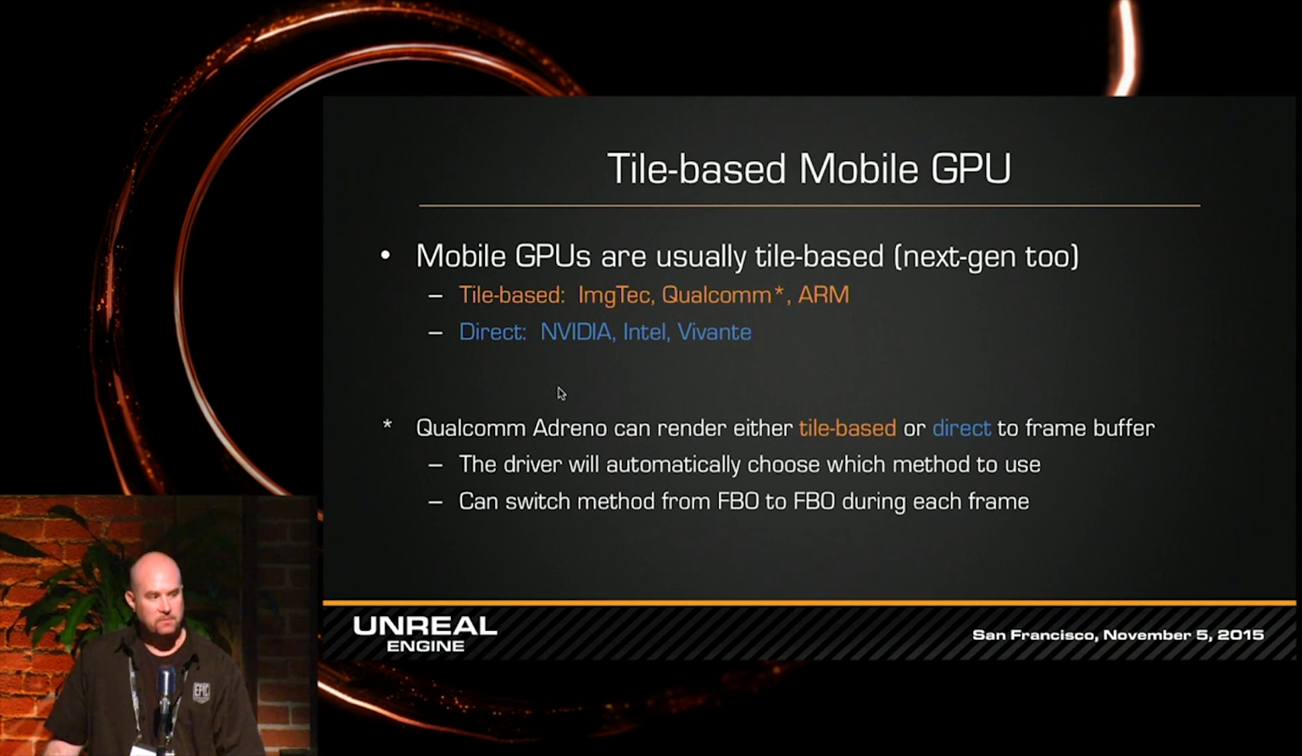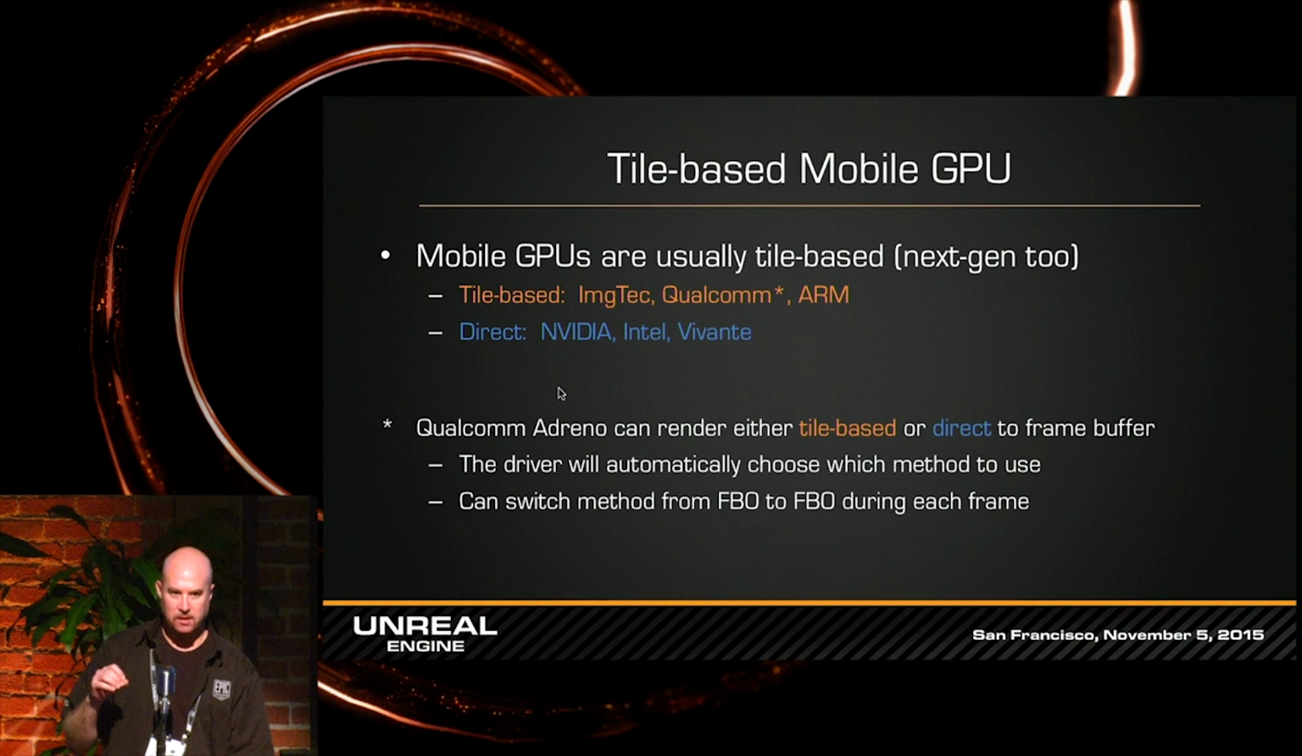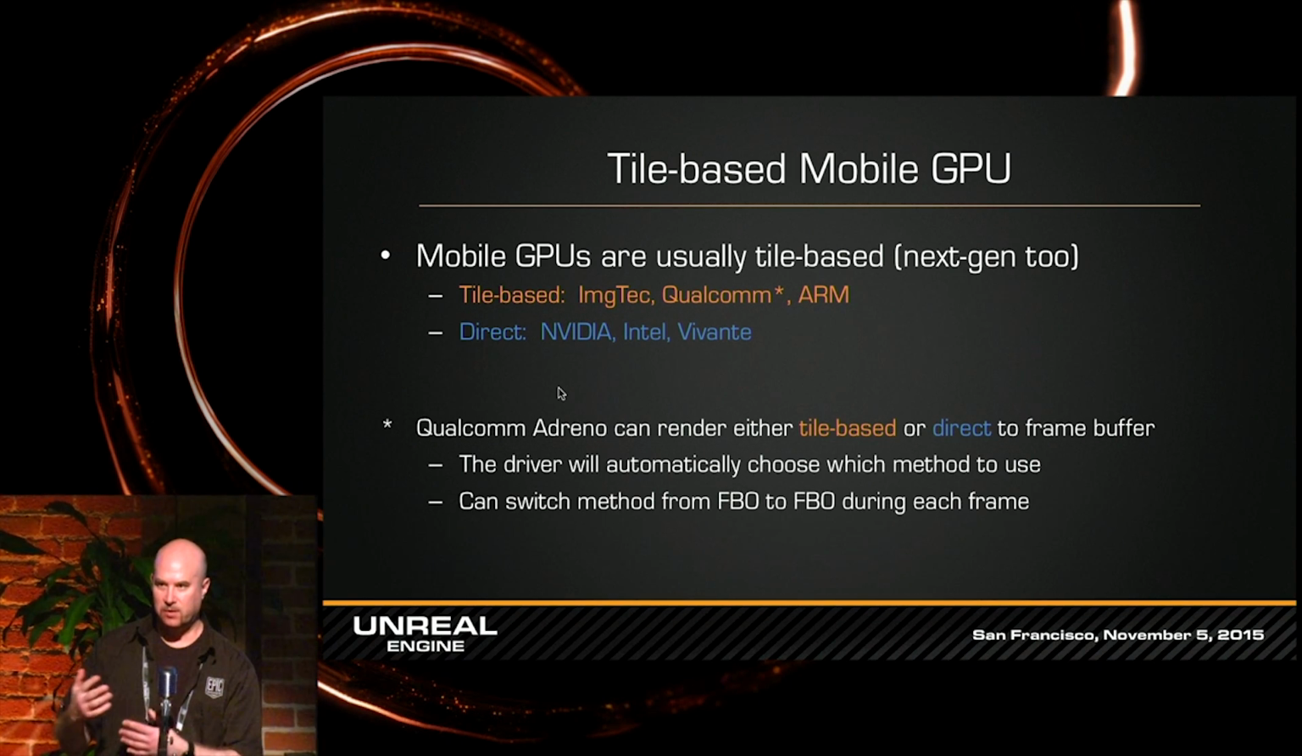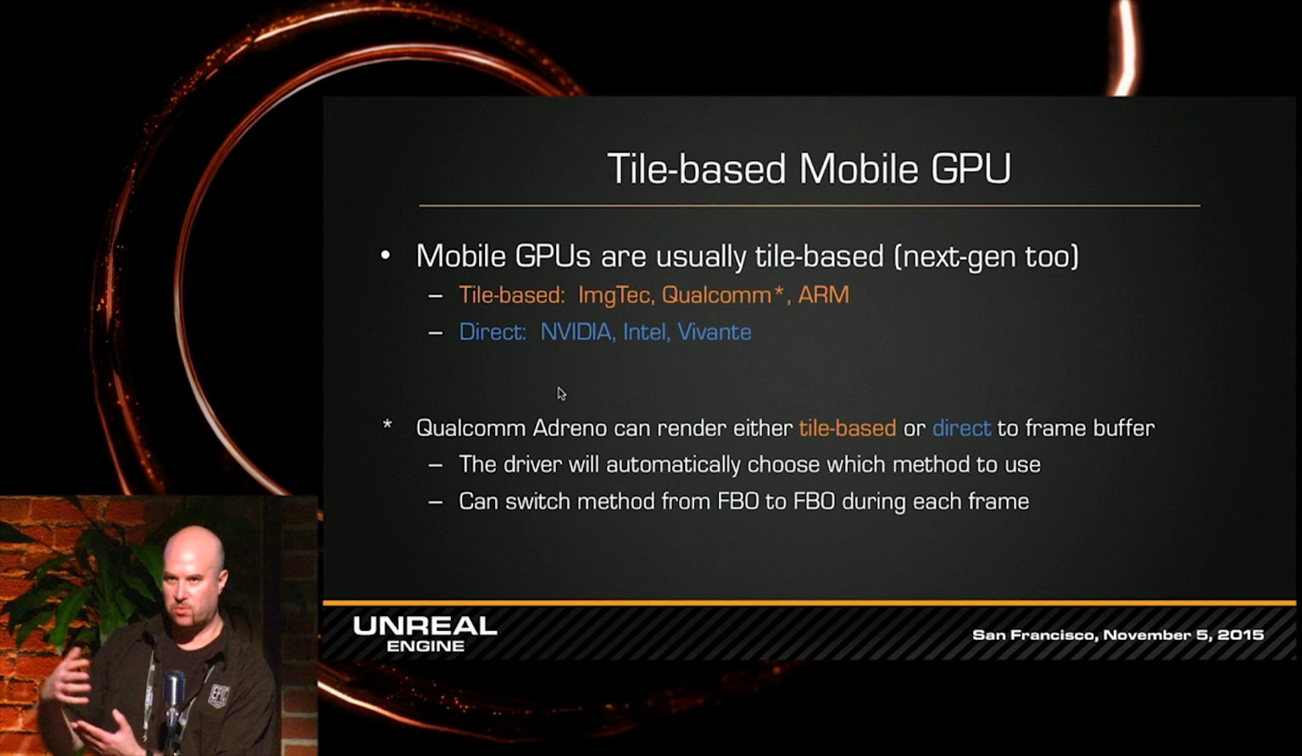The one-off is the Qualcomm. Qualcomm is a hybrid. It can do either tile-based or direct. The method chosen is done by the driver automatically, and it can change many times per frame. There's no cost in switching between the two methods. The driver will kind of guess, for each render target switch, is this render target going to be done with tile-based or direct?